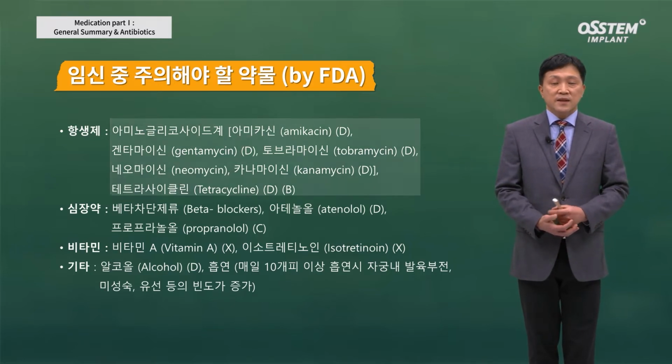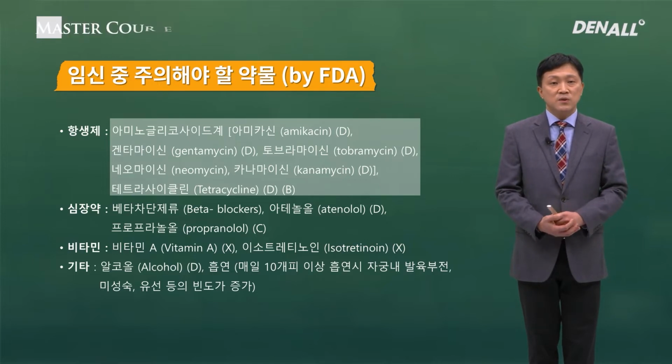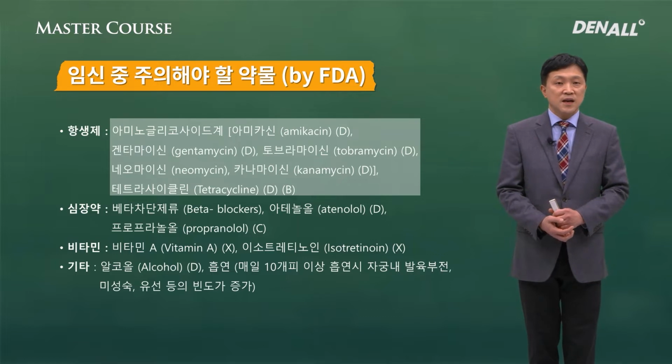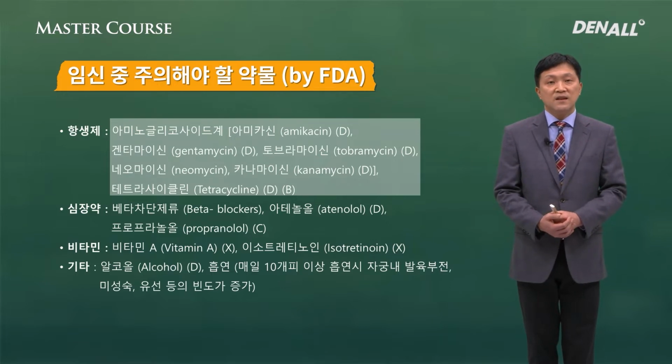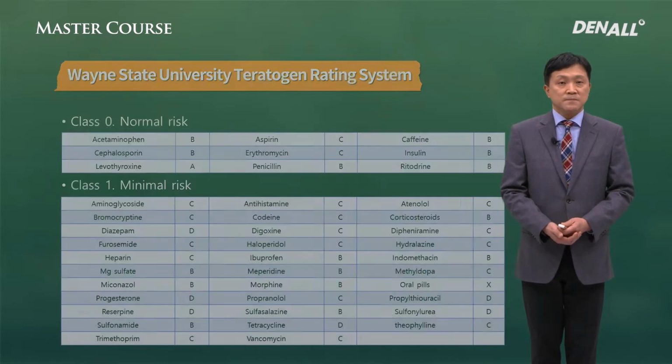Antibiotics, aminoglycoside, and gentamicin, and neomycin. We need to be careful in prescribing aminoglycoside for pregnant women. We also need to be careful in prescribing beta blockers. Vitamin A should not be prescribed. Alcohol and smoking are not indicated for pregnant women.